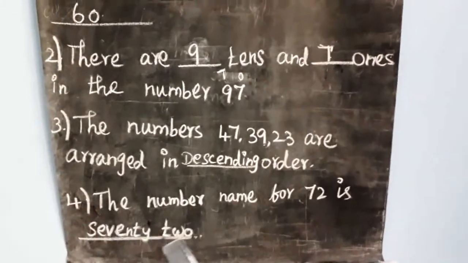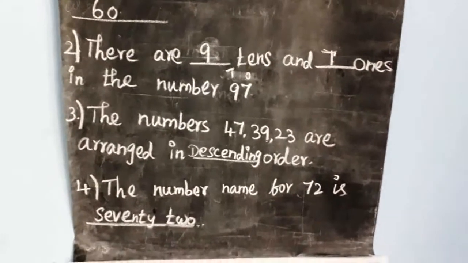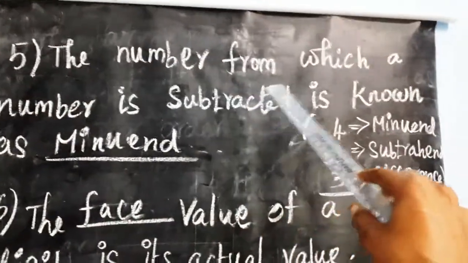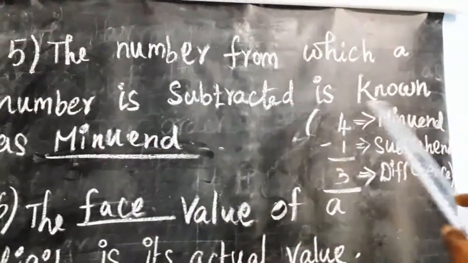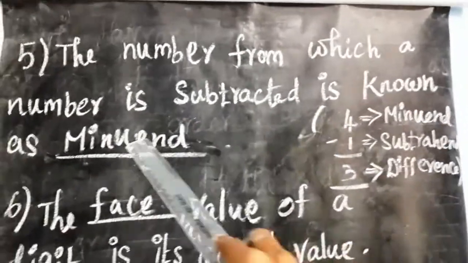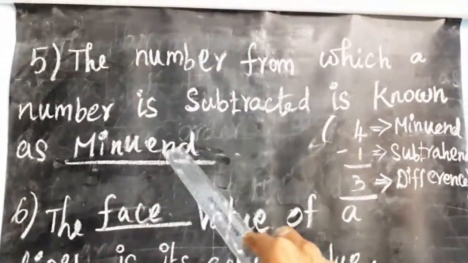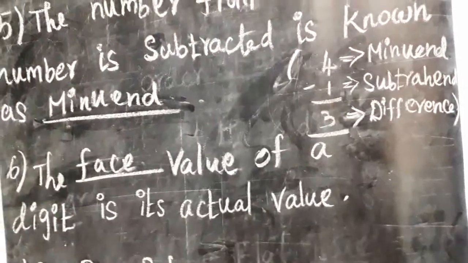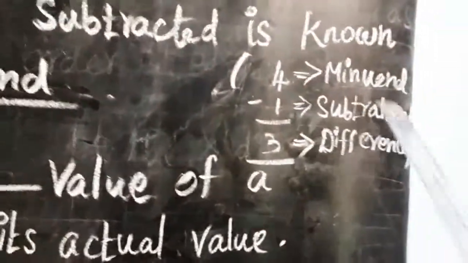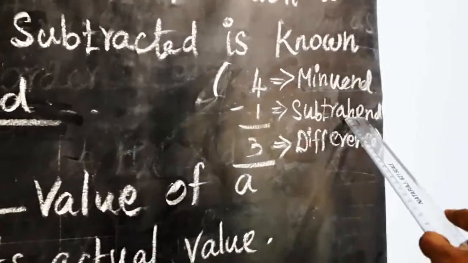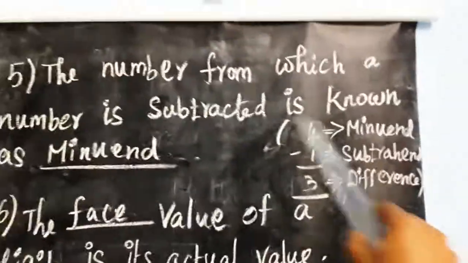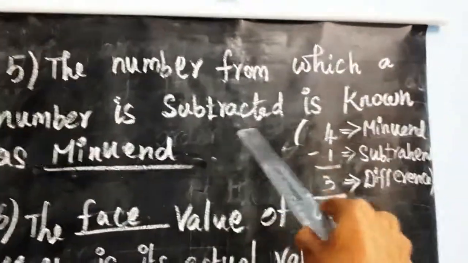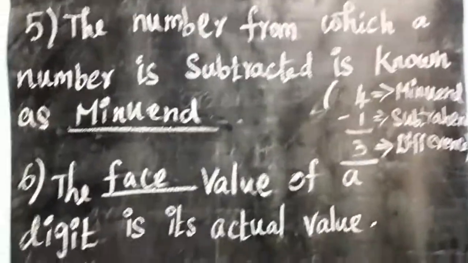The number from which a number is subtracted is known as minuend. Minuend. Then subtrahend means the number which is to be subtracted. It is called the subtrahend. Minuend means the number from which a number is subtracted.